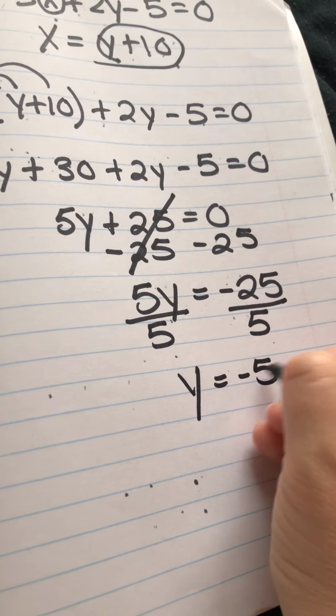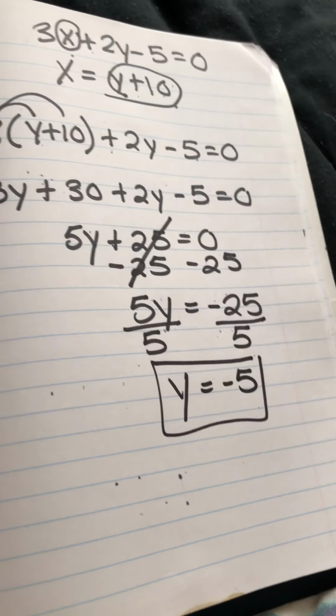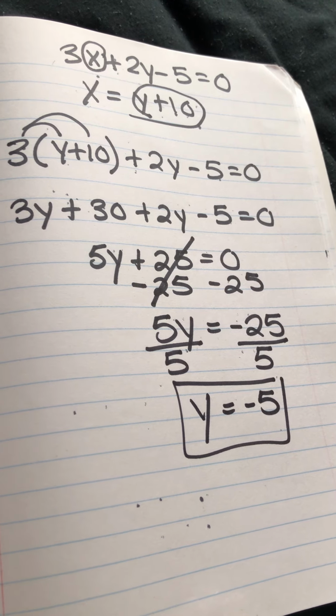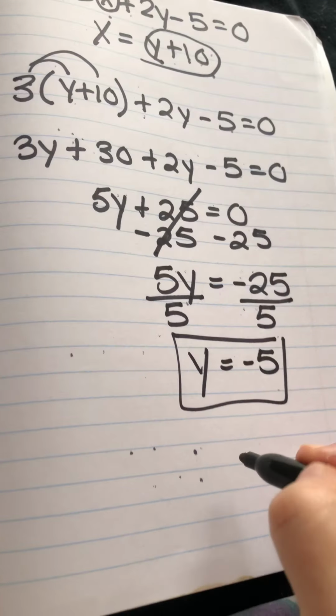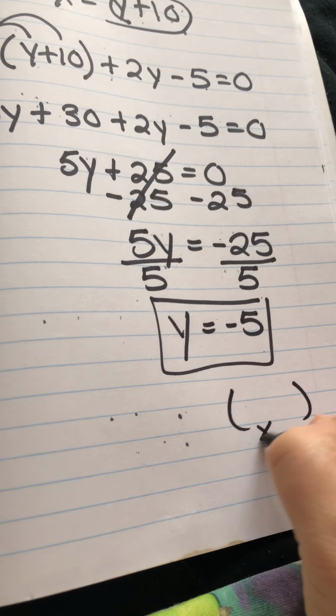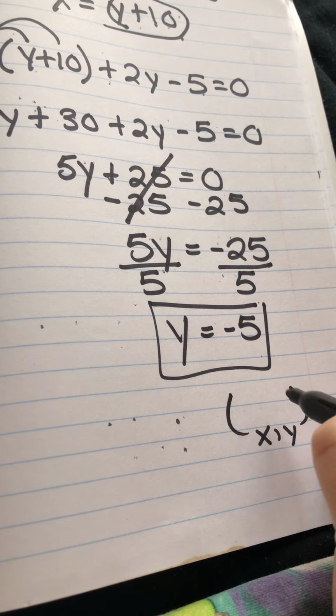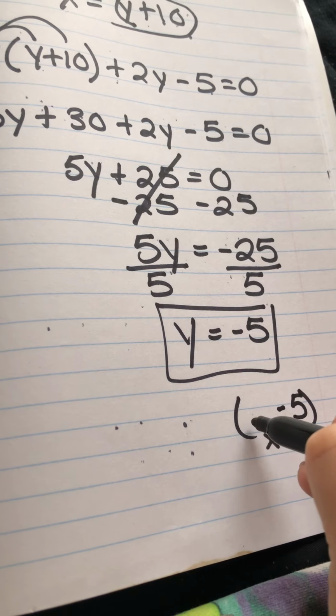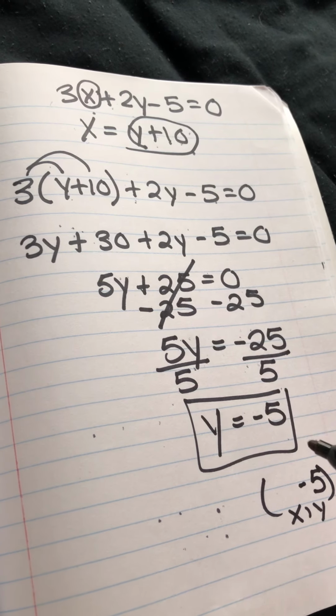And I get a negative 5 for y. So just like the other one, we have to get both, right? Remember that our answers as ordered pairs should have x and y. So we have our y value, which is negative 5, but we now need to find our x value. We'll do that the same way we did the last problem.